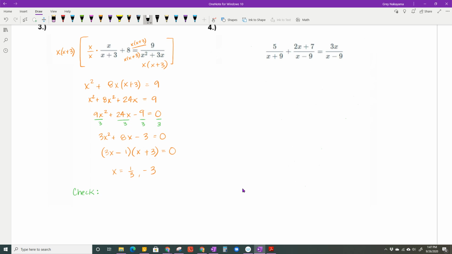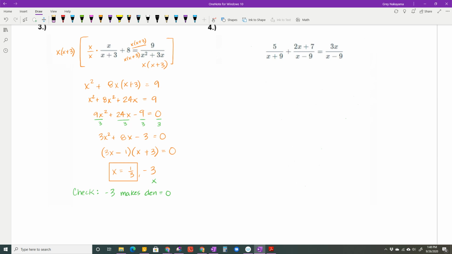And so when I check it, I go up to the top. If I do 1/3 plus 3, that does not equal 0. But if I put -3 plus 3, that makes my denominator 0, so that is not part of the solution, and only x equal to 1/3 is.